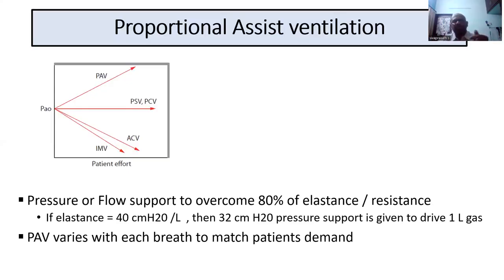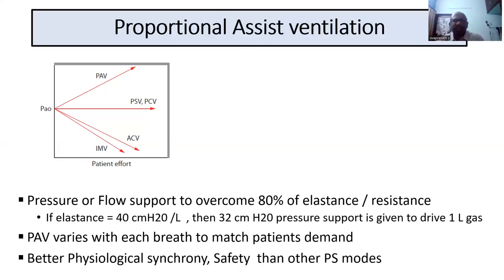If you remember this picture, we already showed you that in pressure support and pressure control, the airway pressure remains the same with changing patient's effort. And in PRVC, ACV, and IMV, the airway pressure keeps decreasing as the patient develops good effort. In proportional assist ventilation, the pressure support will increase in response to the patient's effort. If the patient's effort is increasing, it will amplify that signal and will give more pressure support to the patient. Let us see by an example.